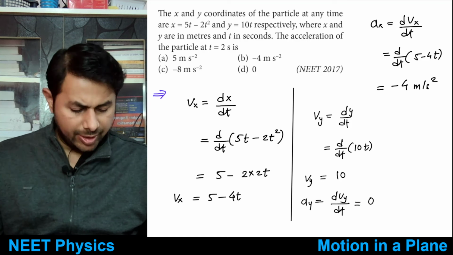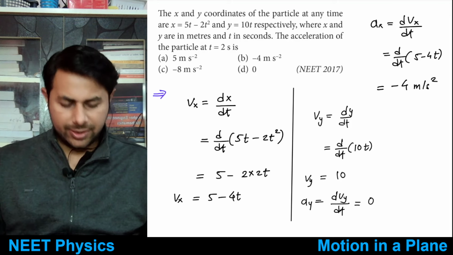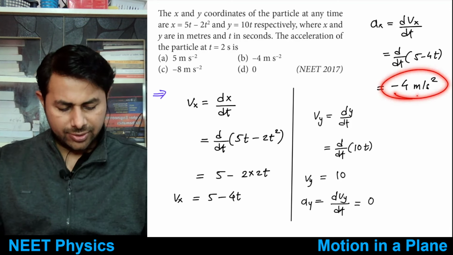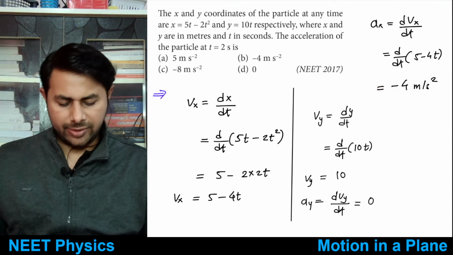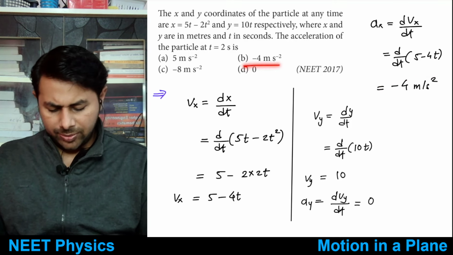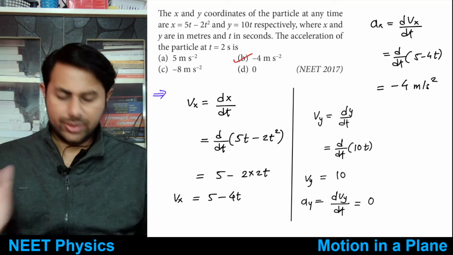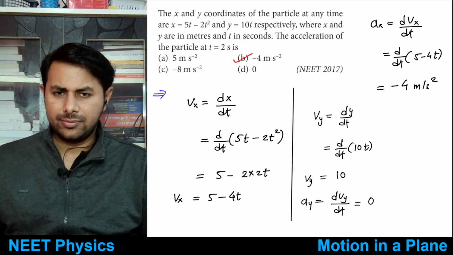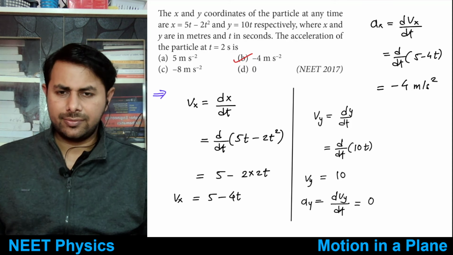So what does that mean? What will be the net acceleration? Net acceleration is in x direction only, and its magnitude is 4 meter per second squared. So it's option B, that's it, because acceleration in y direction is 0, right?